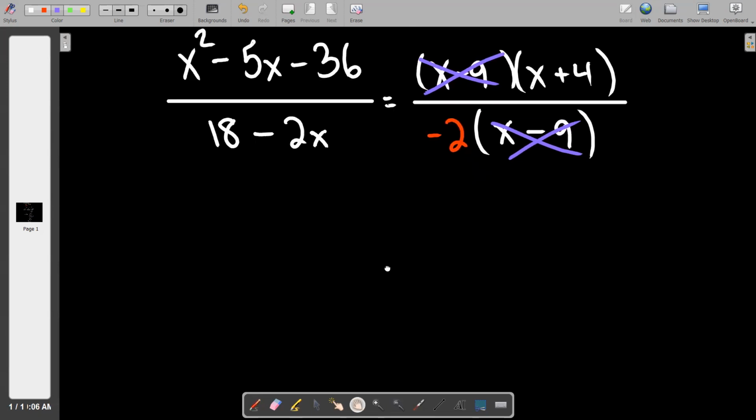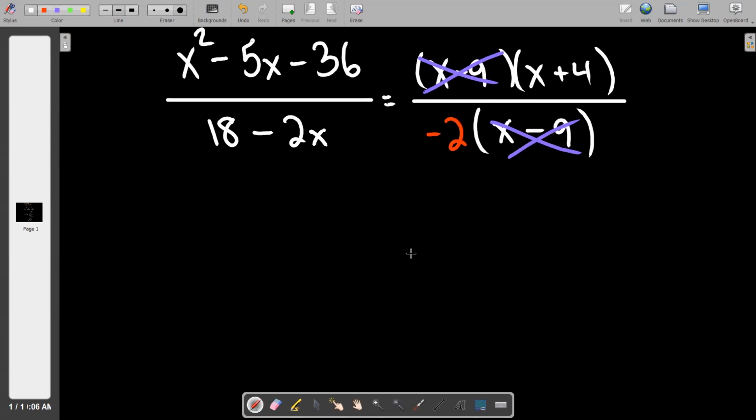How would I write my final version of this answer? Negative, and then on top x plus 4 over 2. Yep, just like that. So again, get that negative out. Don't leave negatives buried in fractions. No one likes that stuff.